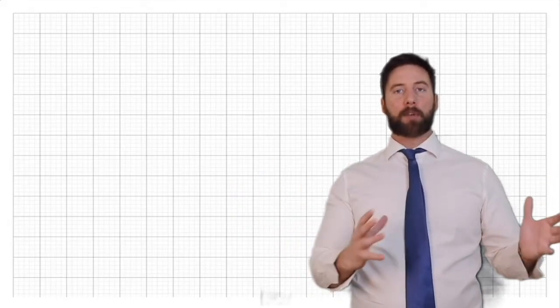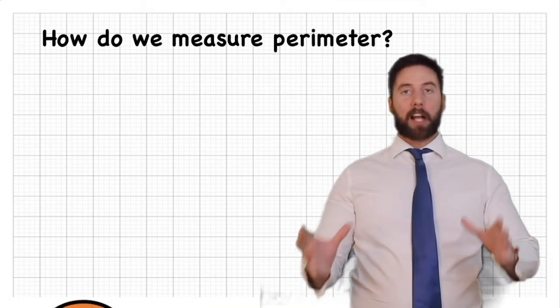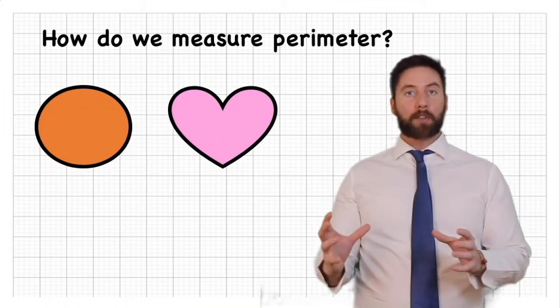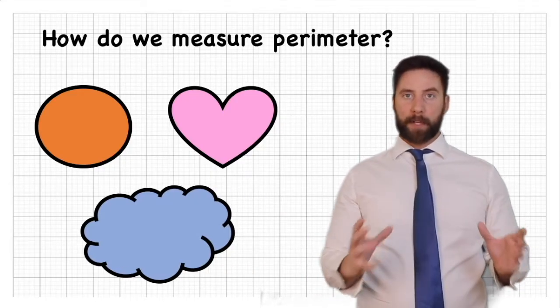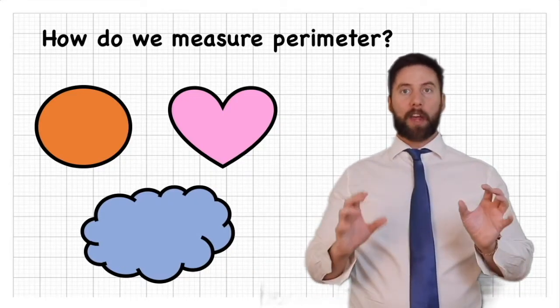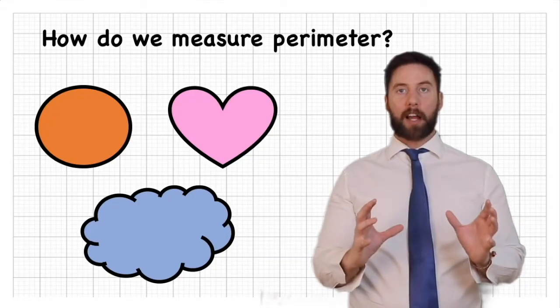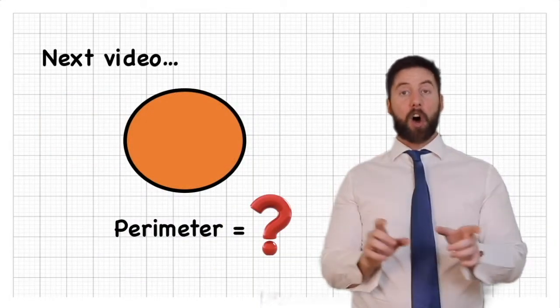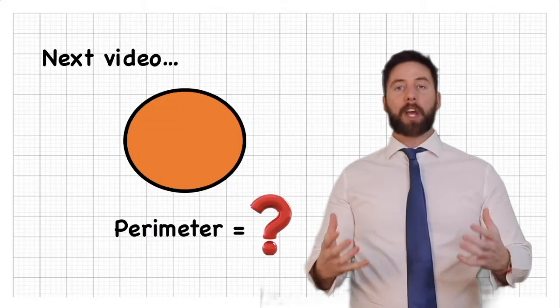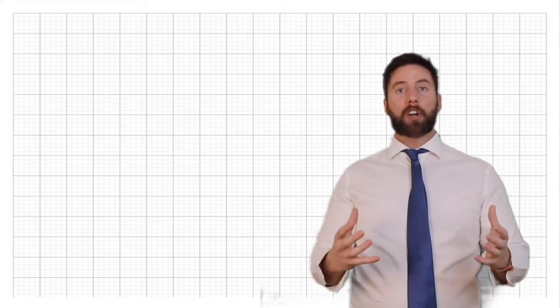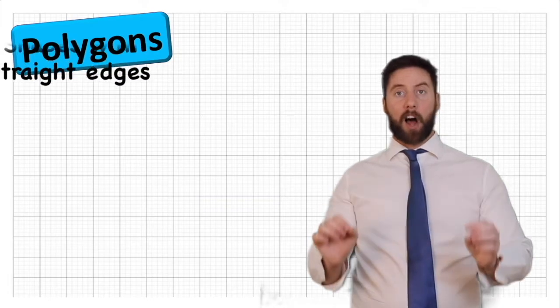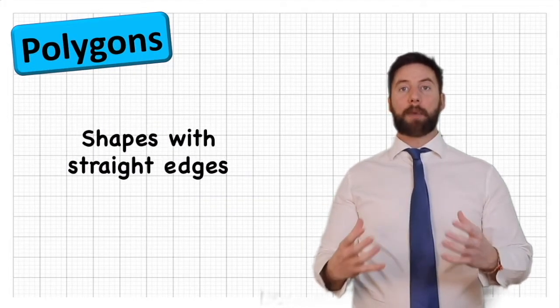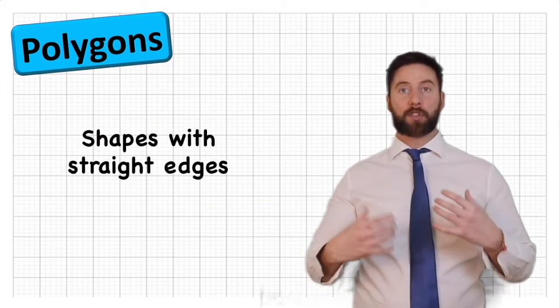Great, so now we know what perimeter is, how do we measure perimeter of geometric shapes? Now some shapes like circles or hearts or clouds are going to be very difficult to measure the perimeter of because they're not straight lines, or they have areas that are not straight lines, okay? And actually in our next video we're going to be looking at how to measure the perimeter of a circle, but for now we're going to be looking at polygons. Polygons are shapes with straight lines, okay? So they're much easier to measure the perimeter, and that's where we're going to start.